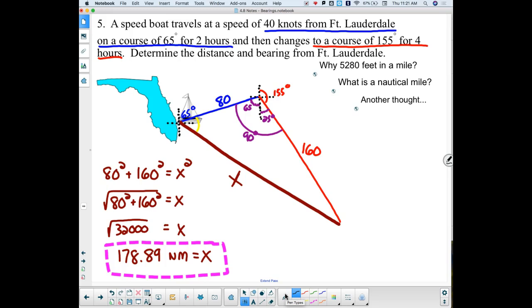How are we going to find that angle? What am I going to use? I don't need to use the law of sines. I've got a right triangle. Could we use alternating exterior angles or something? Nope.